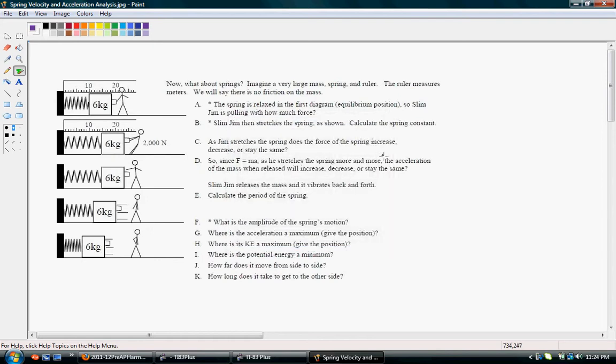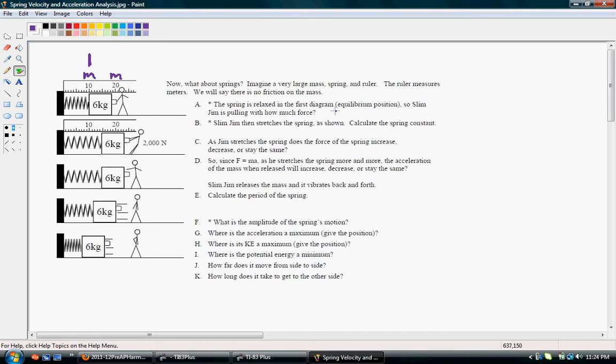Alright, so here it wants to know what about springs. Imagine a very large mass, a spring, and a ruler. The ruler measures meters, so this is going to be 10 meters, 20 meters, etc. For the sake of practicing this problem, there's no friction on the mass. It says the spring is relaxed in the first diagram, so it's at its equilibrium position. So 10 meters is the equilibrium position.